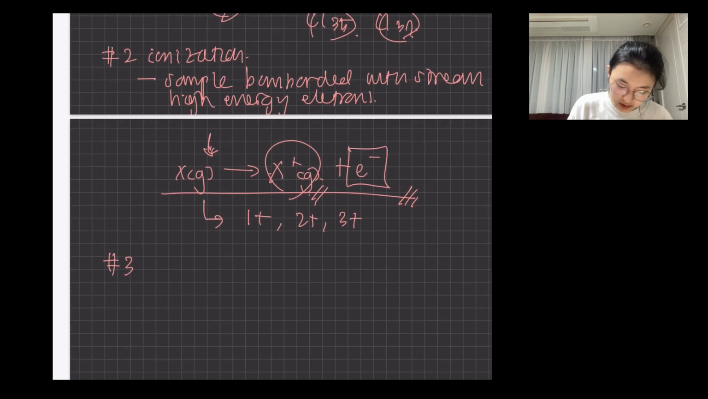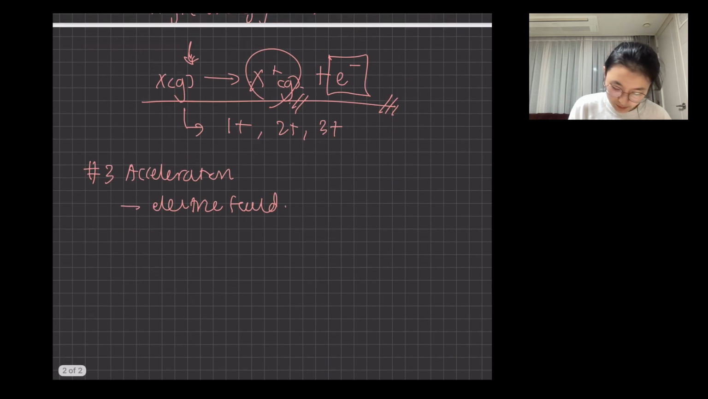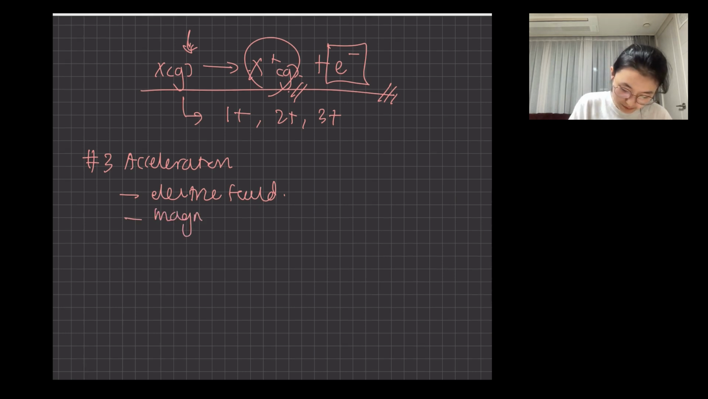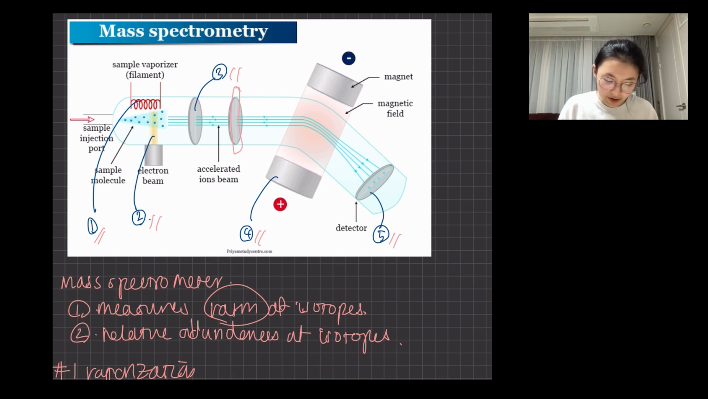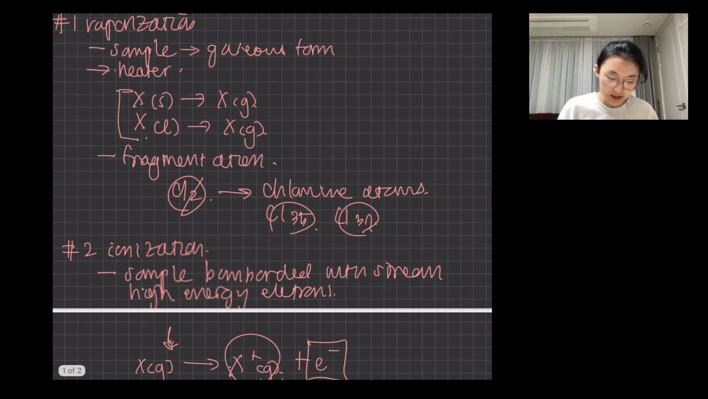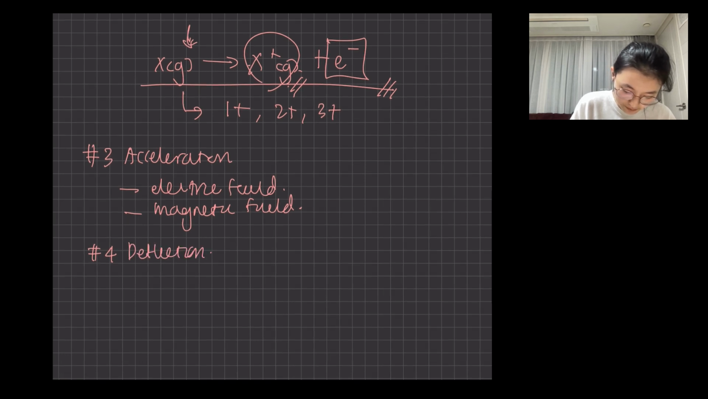Thirdly, we have the process of acceleration. In this process, we will be using an electric field to accelerate the positive ion towards the magnetic field. And then after the process, these accelerated ions will be passing through a little slit, and this is going to create a very narrow beam of ions directed towards this magnet, wherein we enter the fourth stage of the process, which is deflection.